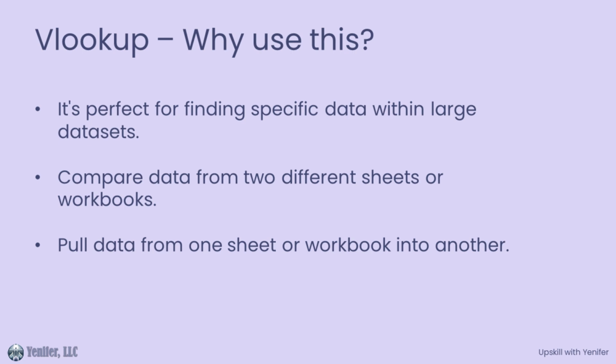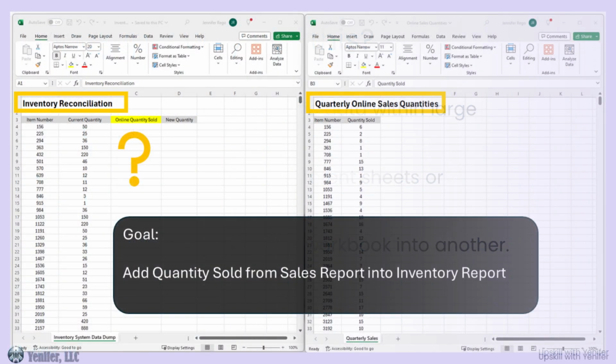In this training, we will look at a sample use case of updating an inventory report by using a Vlookup formula. In our example, we have been asked to update the inventory database to account for quarterly online sales. We have two workbooks, an inventory reconciliation sheet, and a quarterly online sales report showing the item number and quantities sold. Our goal is to add the quantity sold for each item into the inventory reconciliation sheet so we can update the inventory system to reflect the correct quantities for each item.